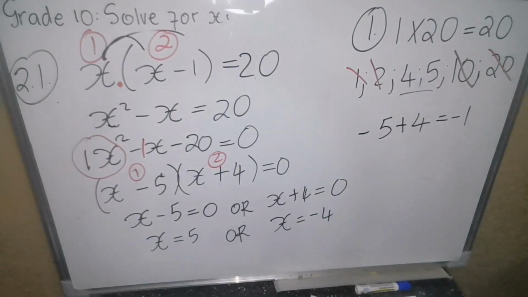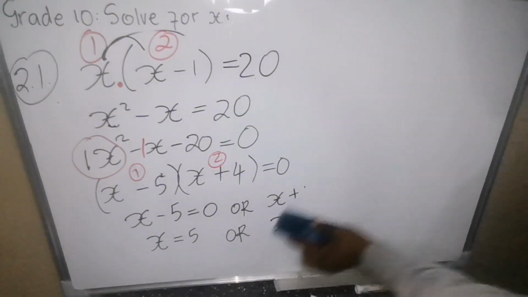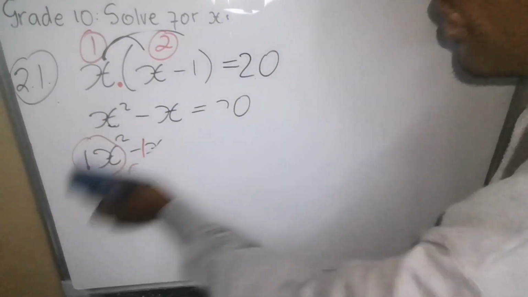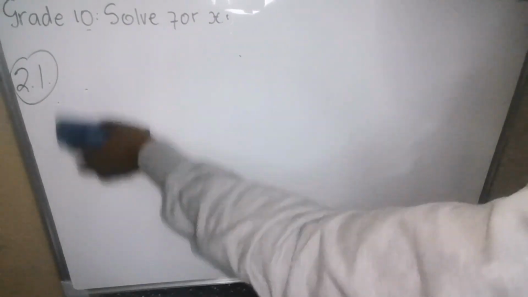That's how you do it, guys. I hope we are clear on that one. We are done with the first question. We go to the second question, 2.1.2.